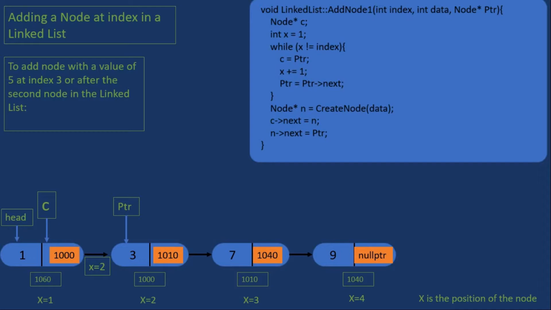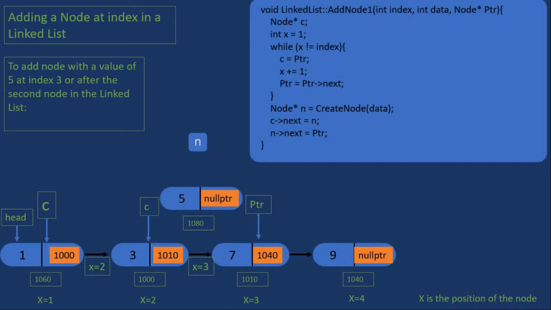And still in the while loop, x is now equal to 2 and not 3. So we advance the pointer C to point at PTR and increment X by 1, and then advance PTR to point at the following node with the value of 7. And now in the while loop, X is now equal to 3, same as our index. We exit the while loop and create our node.